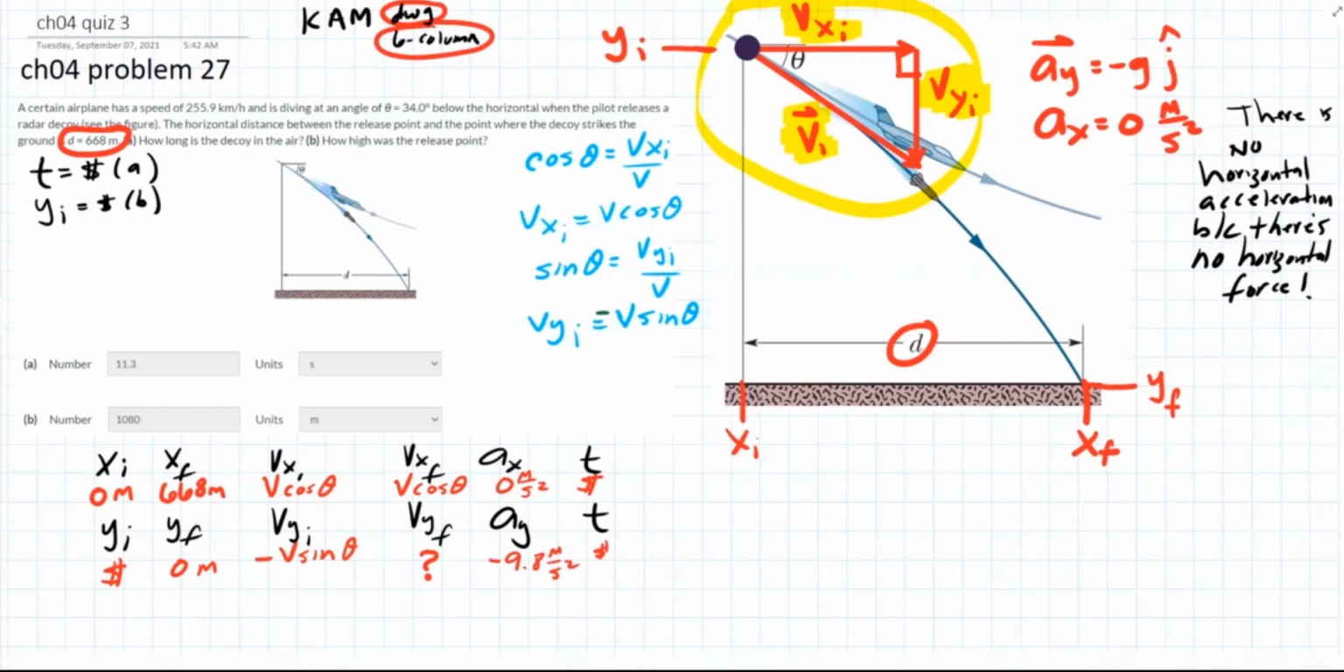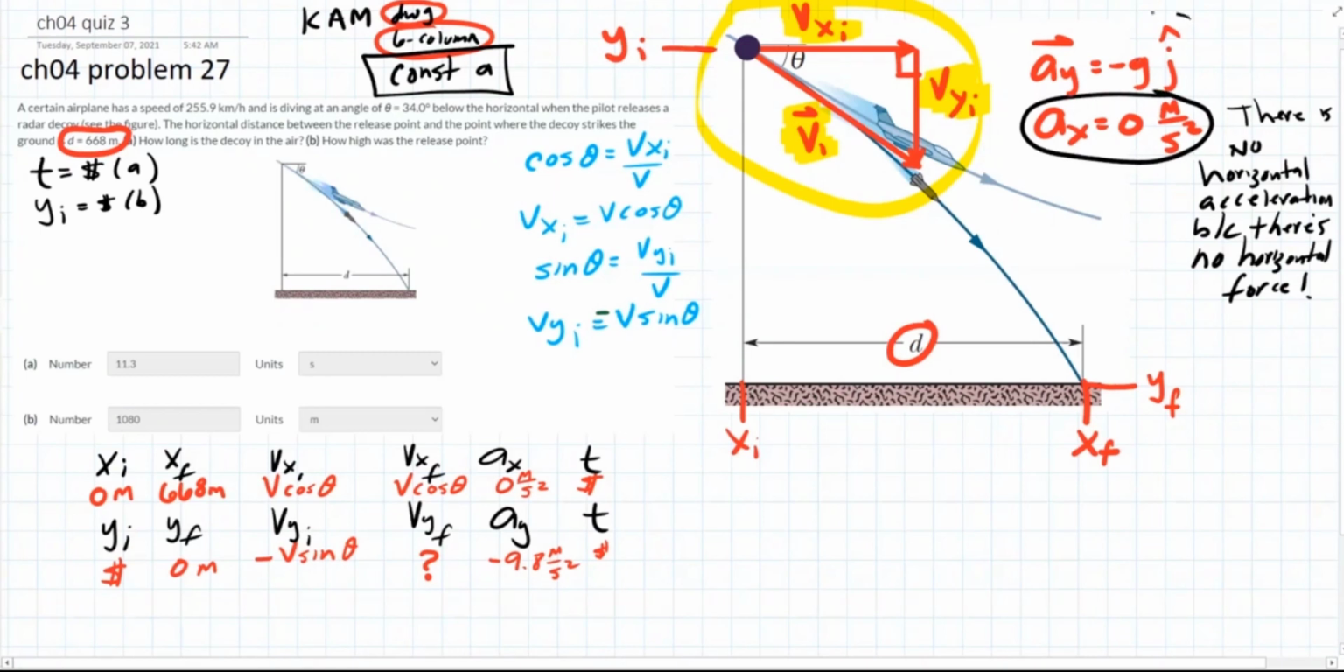Next up, technically speaking: is this constant or variable acceleration? This is constant acceleration. It's not variable. How do you know it's constant? You know it's constant acceleration because A sub X is a constant and A sub Y is a constant. A sub Y is negative 9.8 meters per second squared. So because A sub X is a constant and A sub Y is a constant, A is going to be a constant, and it's constant acceleration kinematics.